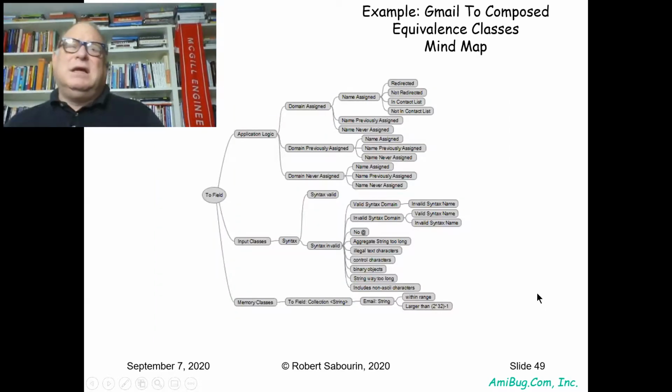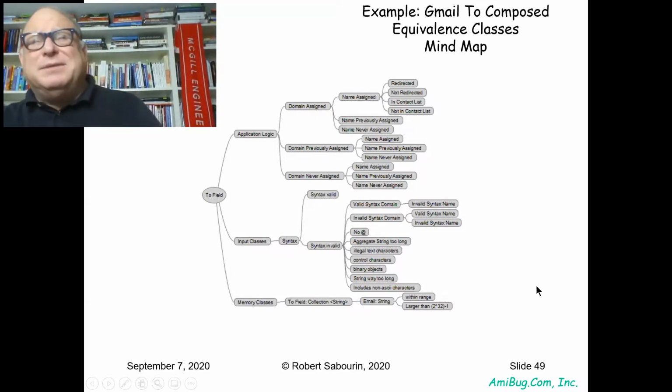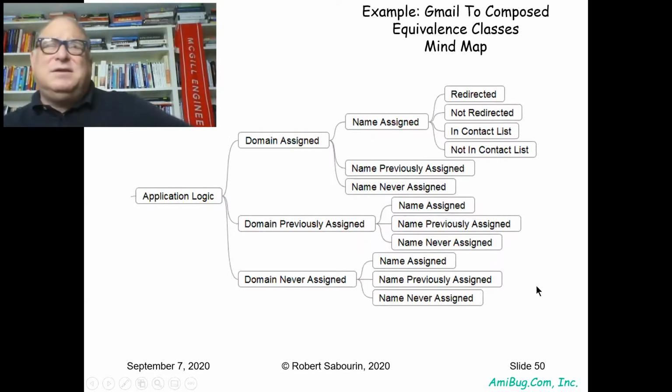The to field, we have, of course, classes broken down based on application logic, input methods, and memory classes. And at the time, we were looking at how things are processed by Gmail. And so they cared a lot about the assignment and redirection of email addresses and stuff like that. For input, we looked at what someone can type in, what can enter. And for memory classes, we looked at how things are stored and processed in memory. So just breaking them down, for the A classes, this is for to composed in Gmail.